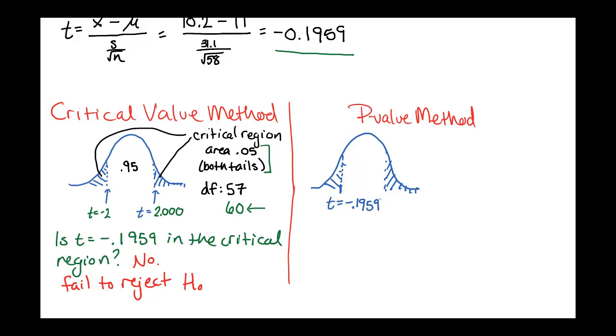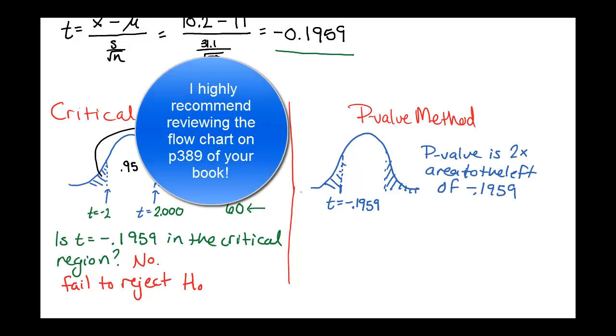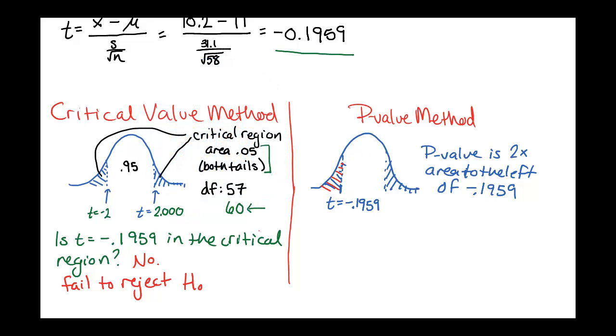-0.1959 here. And because we have a two-tailed test, our p-value is 2 times the area in this tail, or in other words, we're looking at two tails. So we're going to figure out what this area to the left is, and then we'll just multiply it by 2. Now, again, this is not a normal distribution. This is not using z-scores, so we can't use the z-score table.